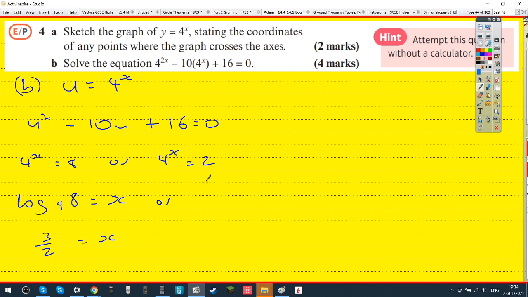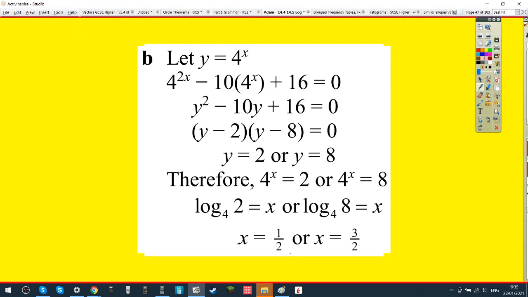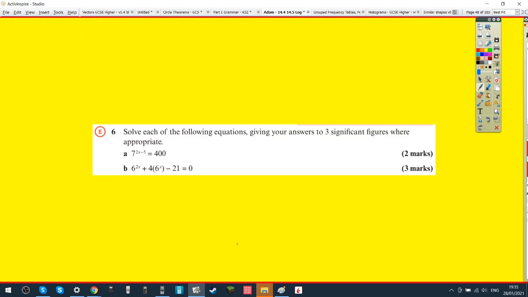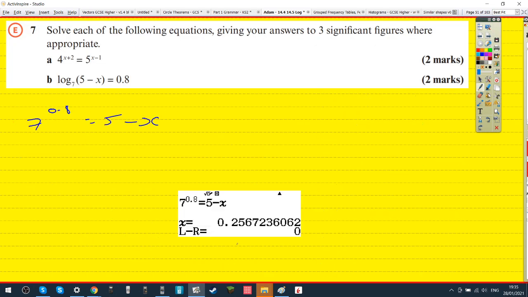The other one would be log 2 base 4. Well done. Which gives you a half. Great. So x is equal to 1 over 2 or 3 over 2. That's great. And that's the main thing with that one, that's a hidden quadratic.